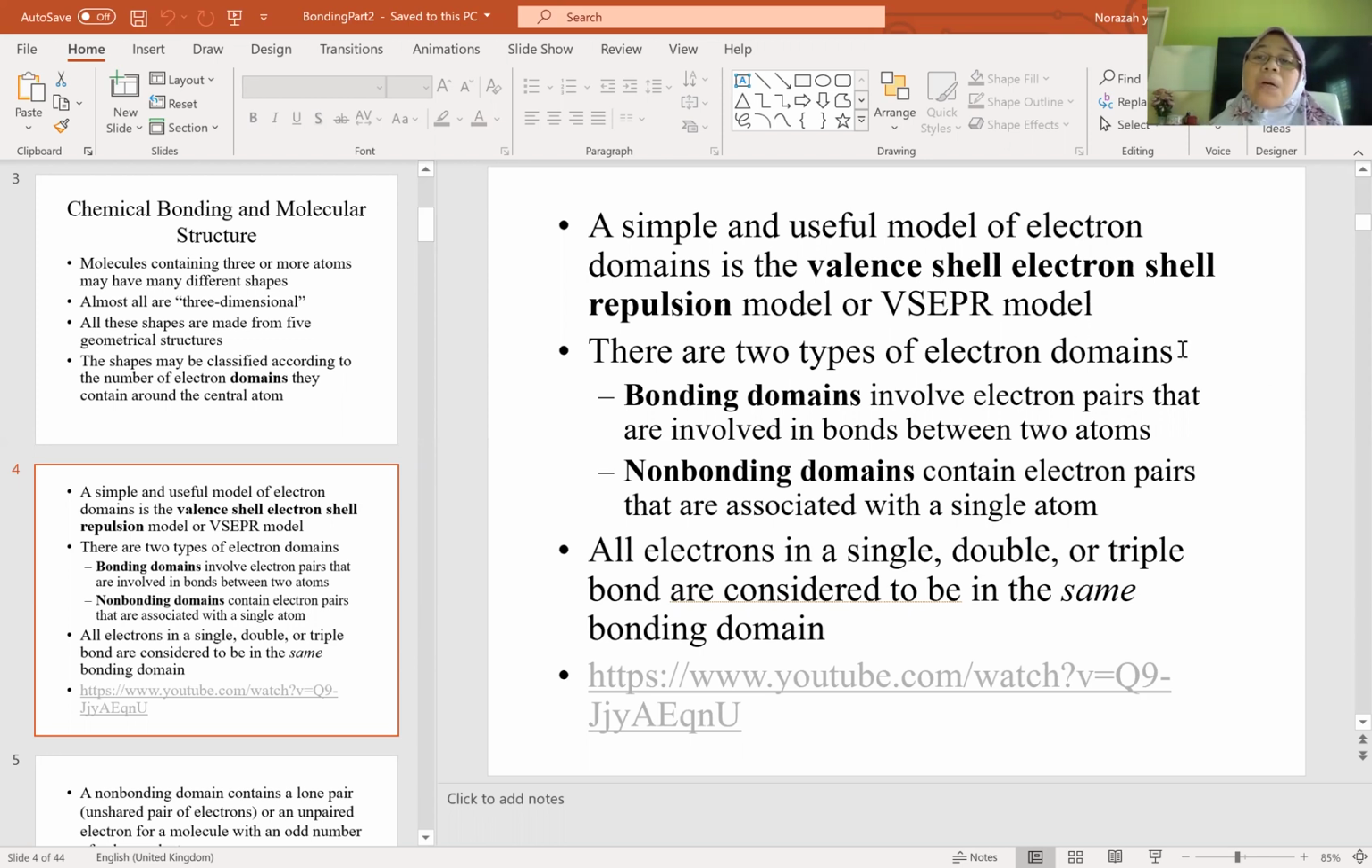So in any compound or molecule, electrons will be in either bonding domain, means that electron that is inside the bond, okay, or electron that is in non-bonding domain, means that electron involved in lone pair. So all electrons in a single, double, or triple bond are considered to be in the same bonding domain. So if you have a double bond or triple bond, it is considered one bonding domain. So let us watch a bit of a YouTube video explaining the principle of VSEPR.